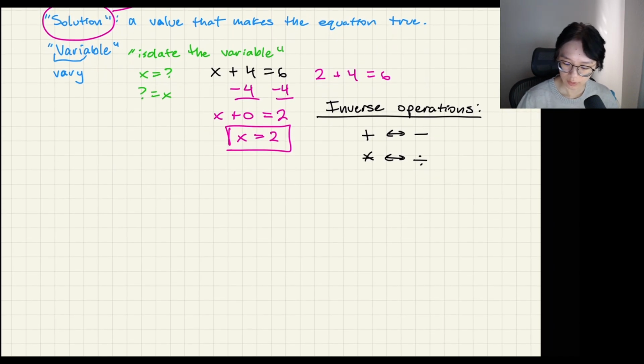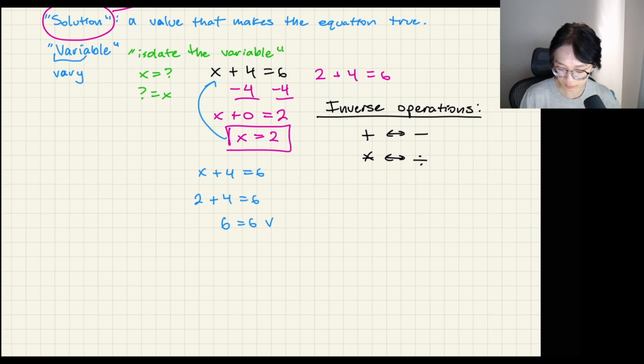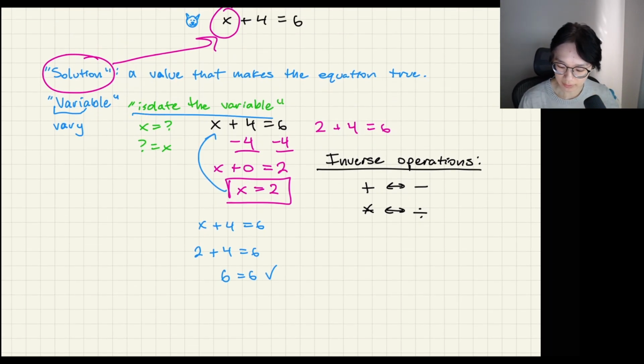If we want to double check that what we found was a solution, you can just plug it back into the variable and see if the same thing works out. x plus 4 equals 6. See if 2 works. 2 plus 4 equals 6. Does 6 equal 6? Yes. So that is a solution to the equation. That's always our goal, basically: isolate the variable, because that's the fastest way to figure out what x, or whatever you're trying to solve for, can be equal to.